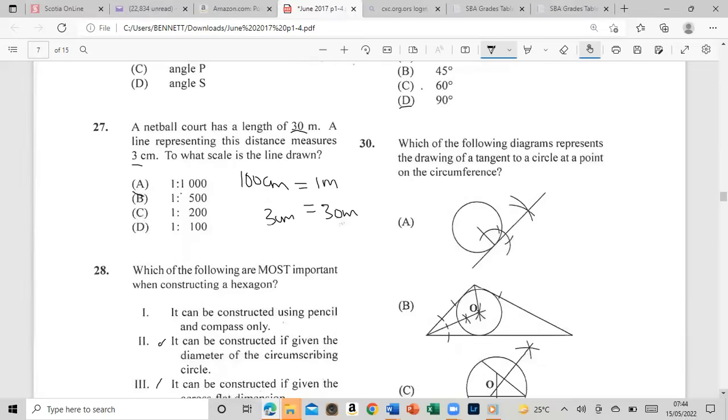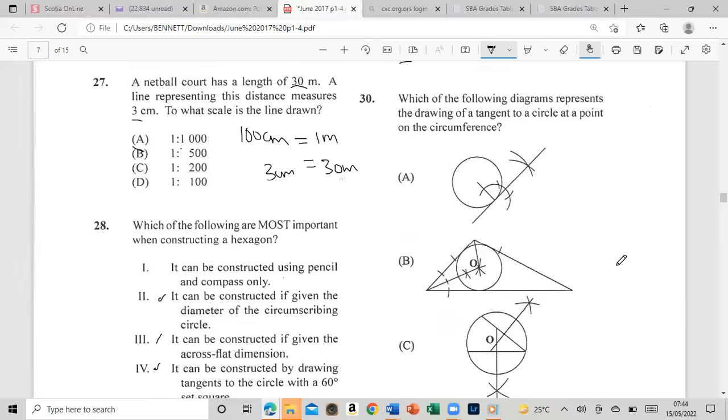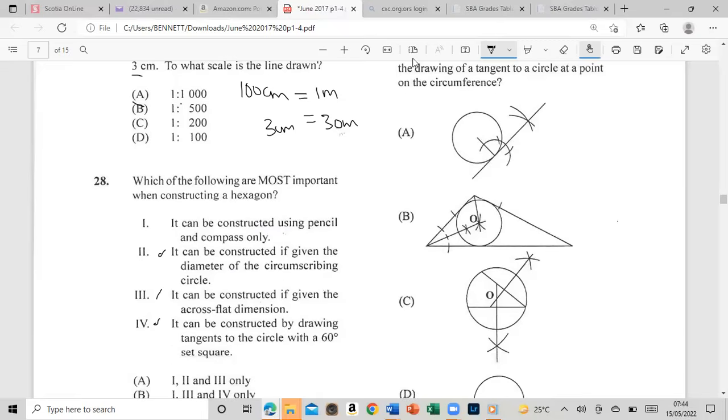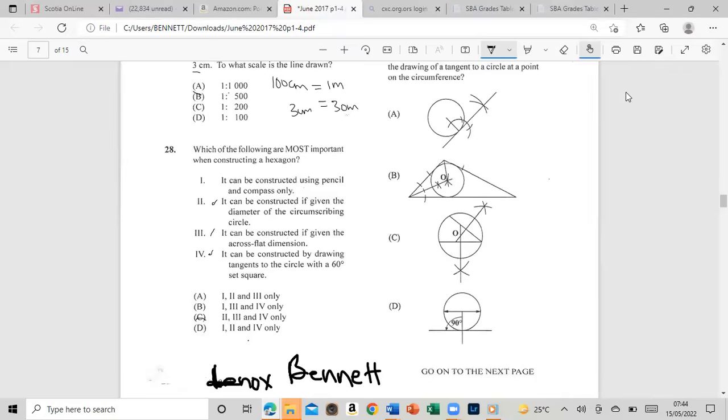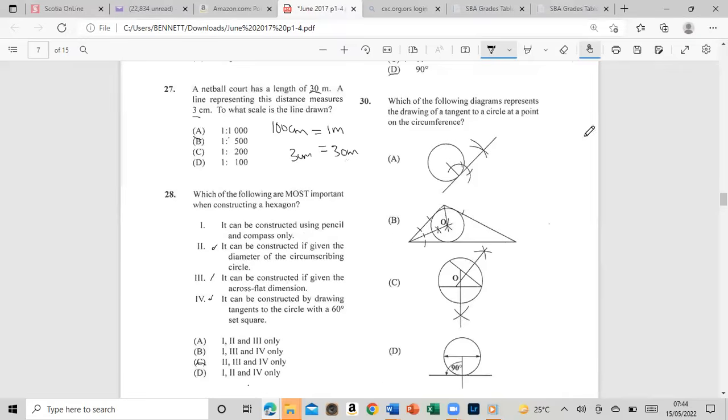All right, 30. Which of the following diagrams represents the drawing of a tangent to a circle at a point on the circumference? Which of the following diagrams represents the drawing of a tangent to a circle at a point X? Let me see if you guys can see all of the options at once. Remember, guys, you're supposed to do it too, all right? Let's see if you can see all of it. All right, so you can see all of it now.